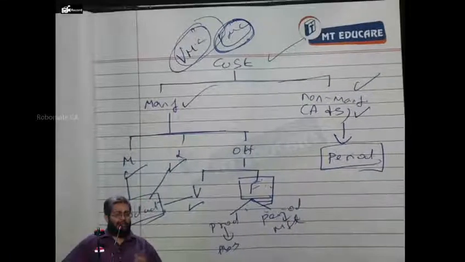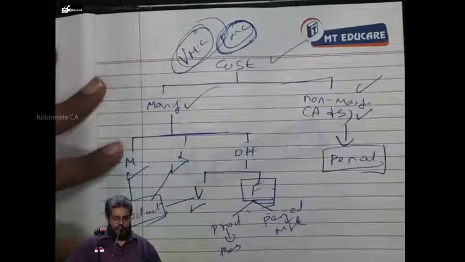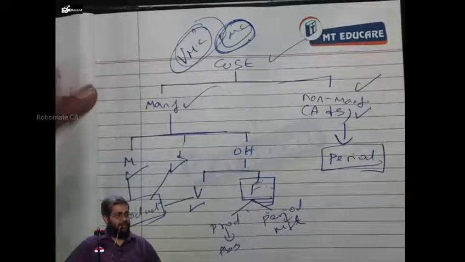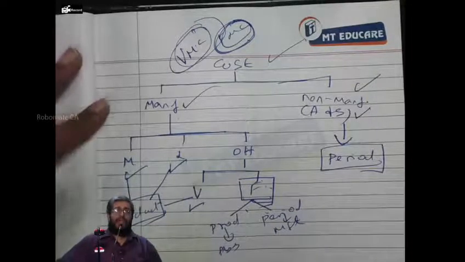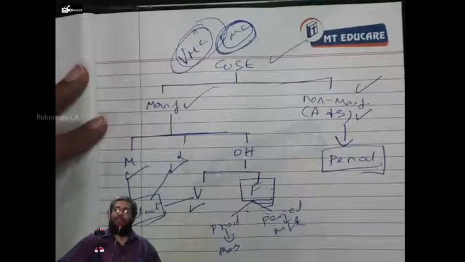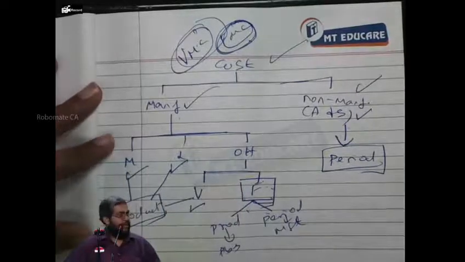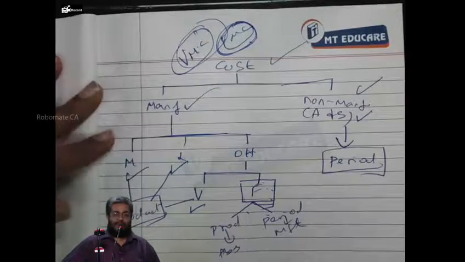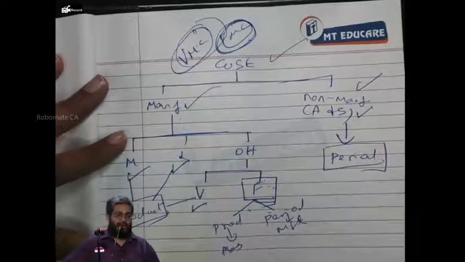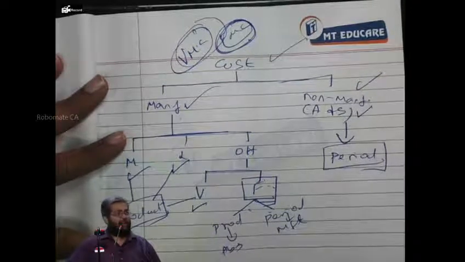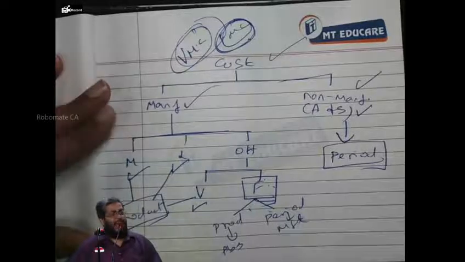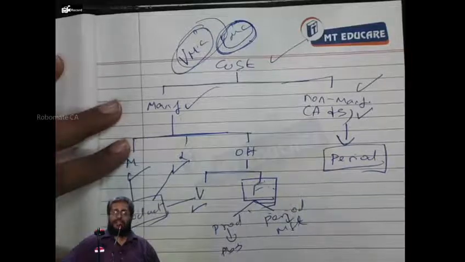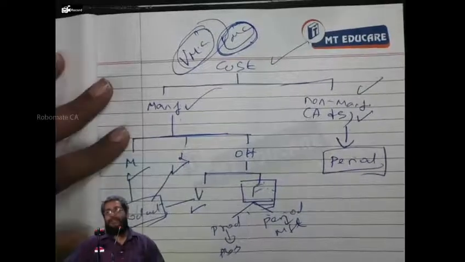And in the absence of information, 100% capacity can be considered as normal. Point number 7.